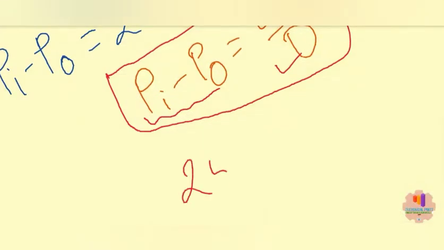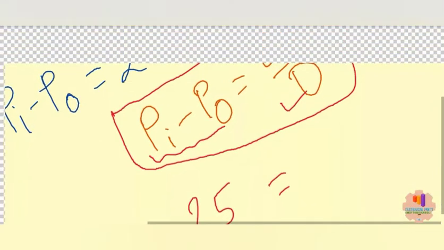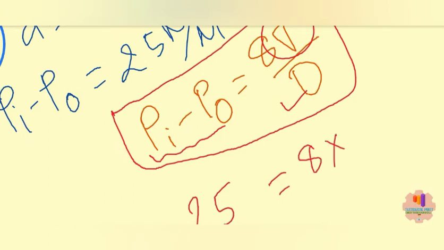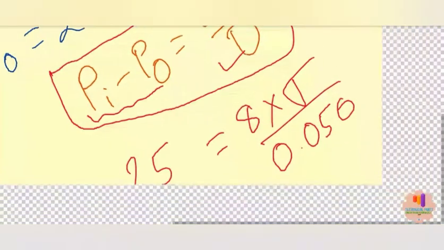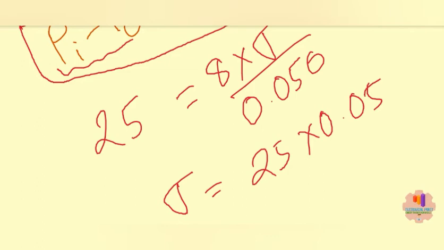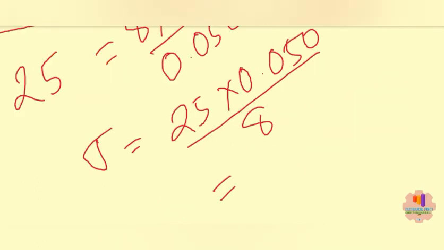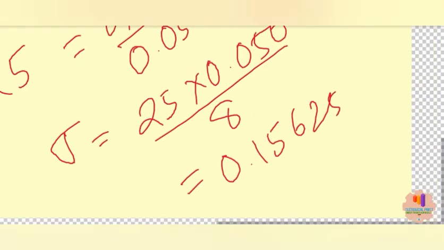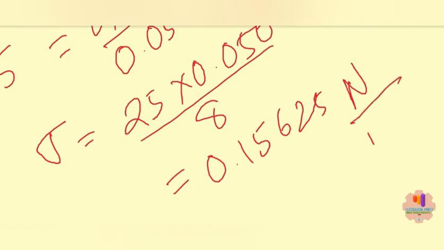D is given, so Pi minus Po, 25, is equal to 8 into sigma by the diameter, that is 0.050. So from here we can find out sigma. Sigma will be 25 into 0.050 divided by 8. Okay, the answer will be 0.15625, and the unit will be Newton per meter.